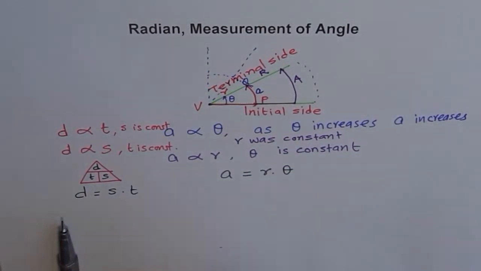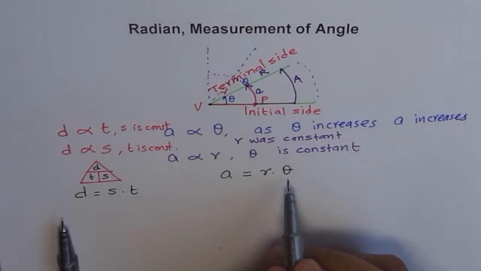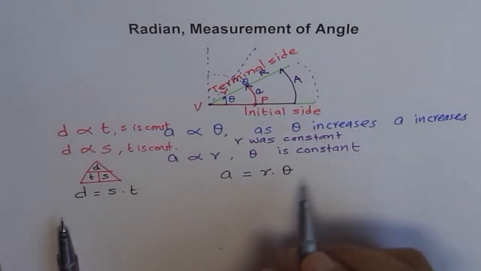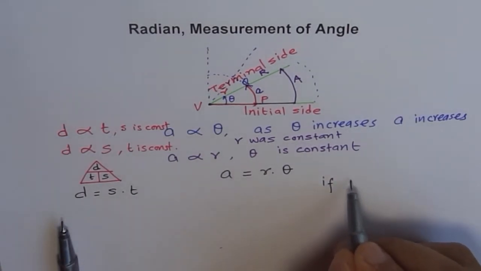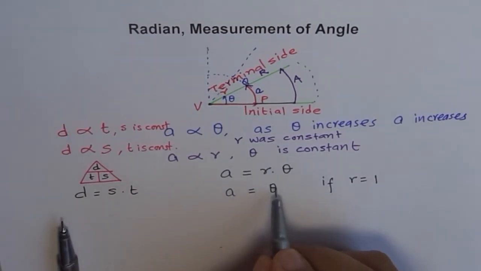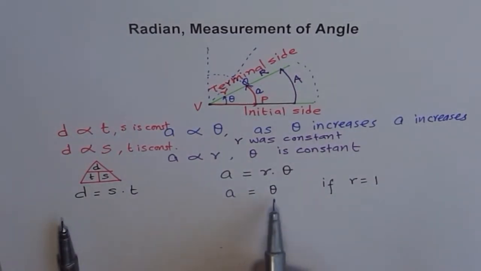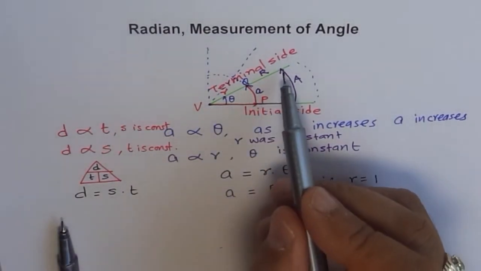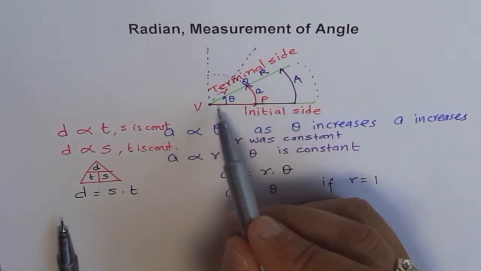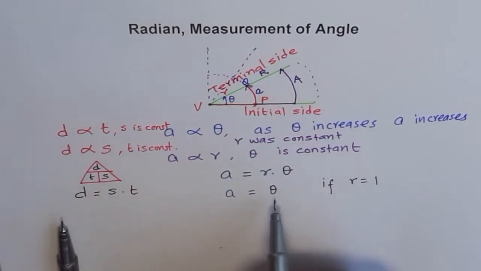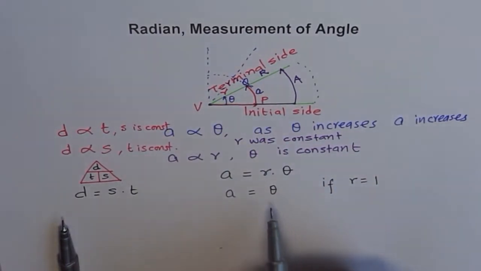Now, this relation gave rise to theta in radians. And from here, let's see what happens if I put r as 1. If r equals 1, then what happens? Then A equals theta. Perfect, right? So, what is theta? Theta is the angle subtended by this arc at the center, or the central angle. Do you see that theta in the center? So, that gives us the basic definition of theta.